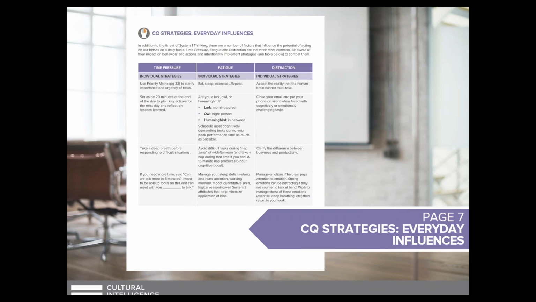So a few examples here. At the very beginning, we talk about some of the everyday influences that can impact our biases. Time pressure can be one, fatigue can be another, distraction can be another. So what might be some CQ strategies for managing some of those everyday influences? This is a part of the CQ Your Bias Participant Guide, and you'll see here that we identify very specific individual strategies that you can put in place to address these everyday influences.